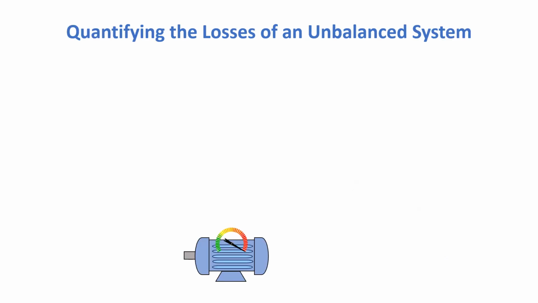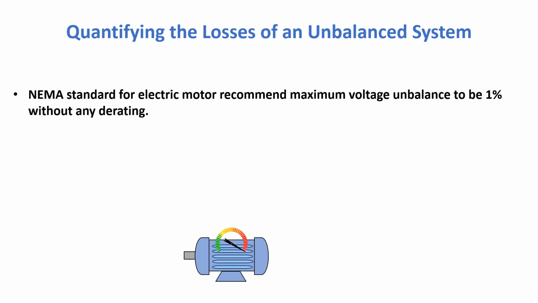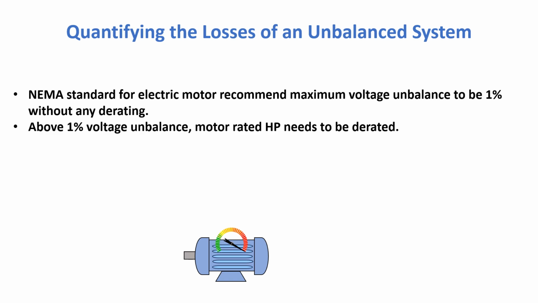Let's talk about quantifying the losses of an unbalanced system. The NEMA standard for electric motors recommends a maximum voltage unbalance of 1% without derating the motor. Above 1% voltage unbalance, the motor rated horsepower needs to be derated.